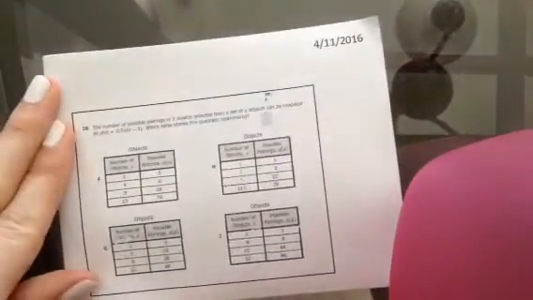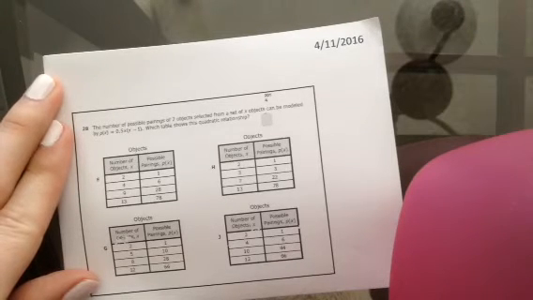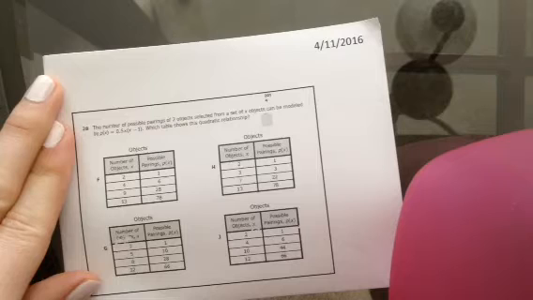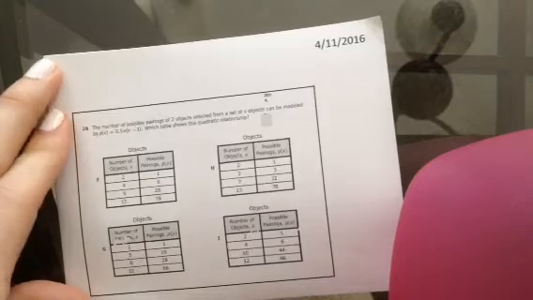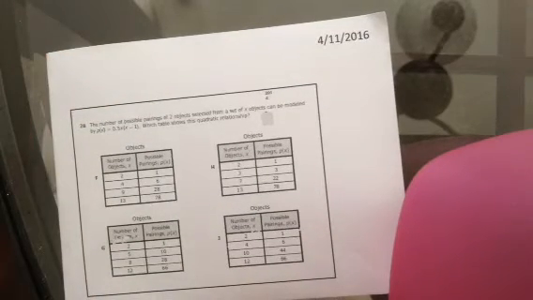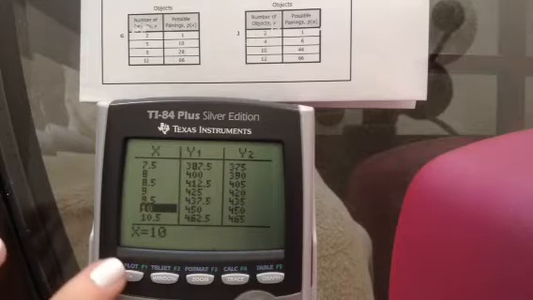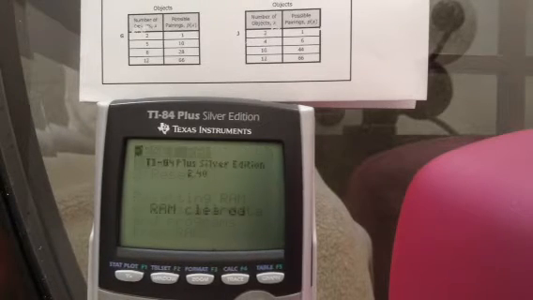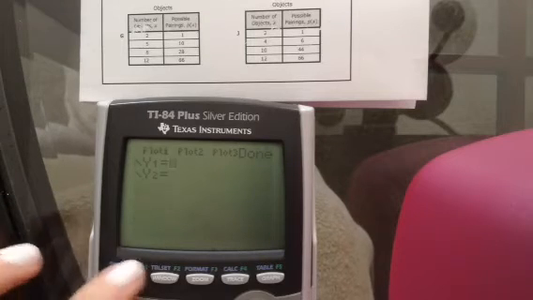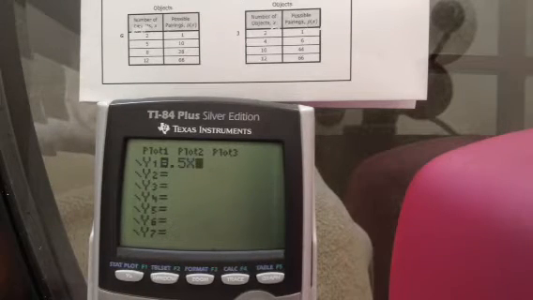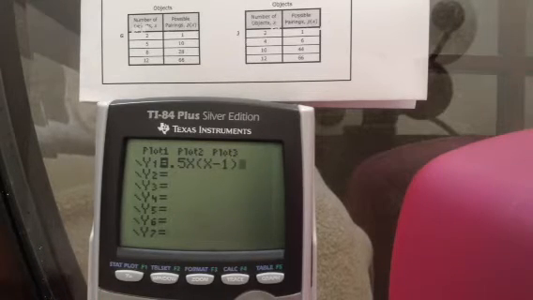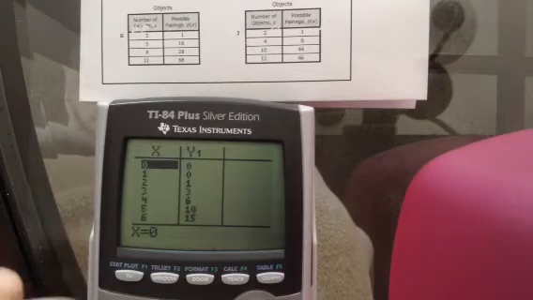28. The number of possible pairings of two objects selected from a set of x objects can be modeled by this certain formula. Which table shows this quadratic relationship? Well, because you have a calculator, which you may not right now, but in theory, you would have a calculator. Let me clear all this out. So I would just put my function into the calculator and then look at the table and find where these things start to match up.